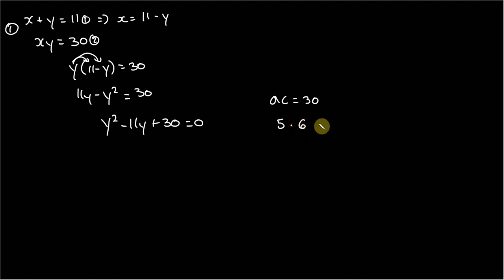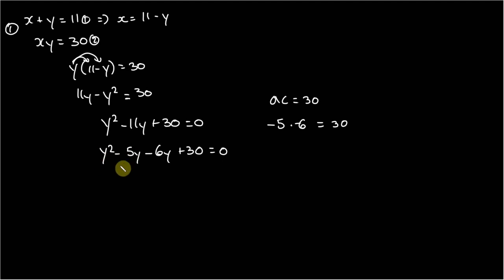So 5 times 6 equals 30, but we need to add to negative 11. And so if we set both of these to be negative, negative 5 minus 6 is going to give us negative 11, and when we multiply these, we'll get 30. So those are two factors: y squared minus 5y minus 6y plus 30, all that sets equals 0.